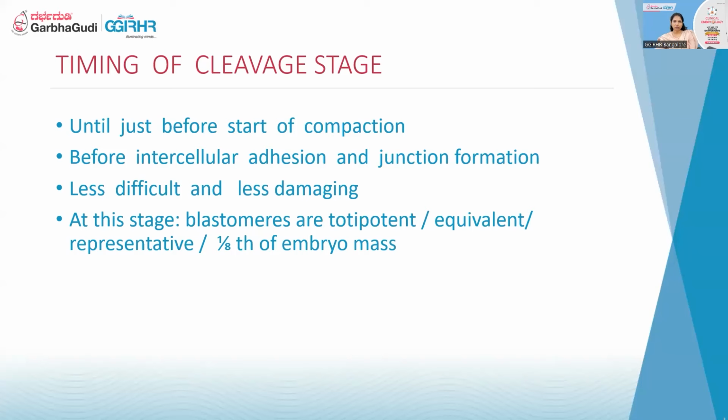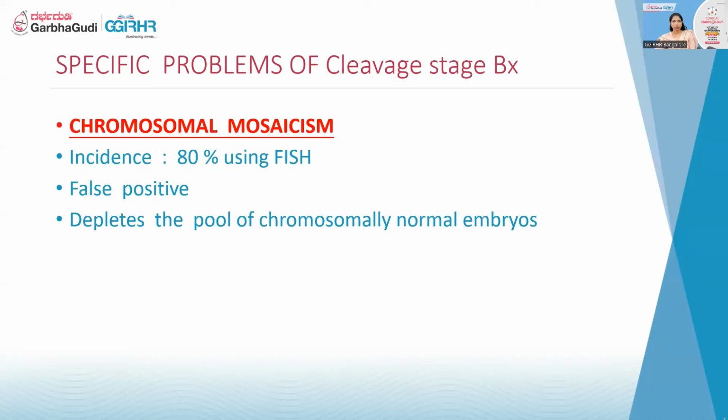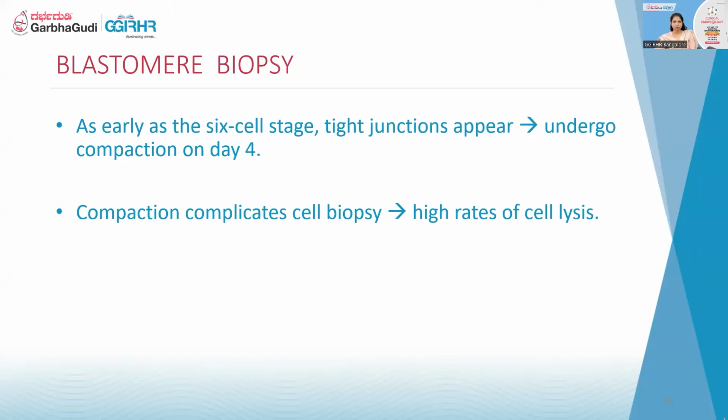So they have the potential to form an entire baby. So there will not be any issue even if we take a few cells out of them. Now, specific problems of the biopsy. One such problem is mosaicism, which I will explain in detail in the coming slides. We'll also see the blastomere biopsy, and then I'll go to the results and how we interpret them.